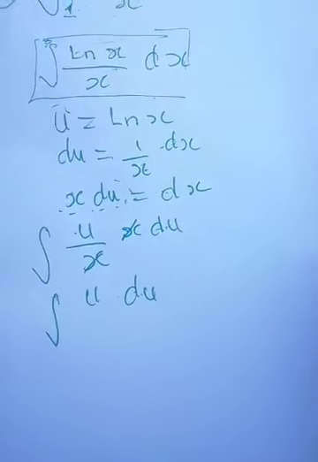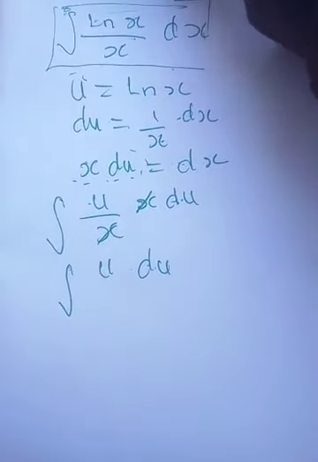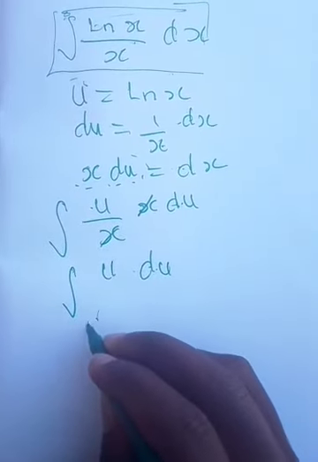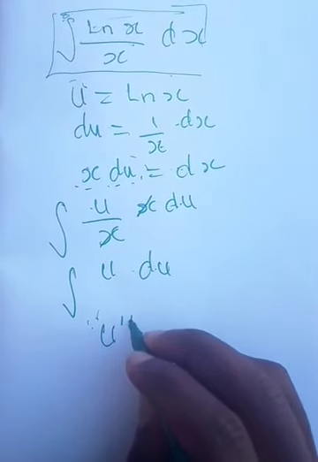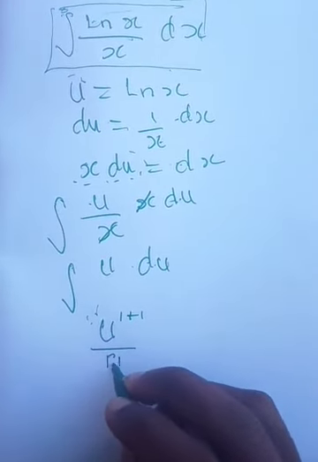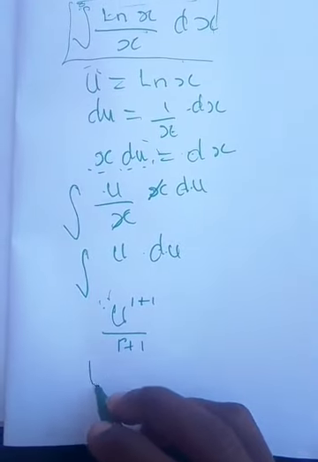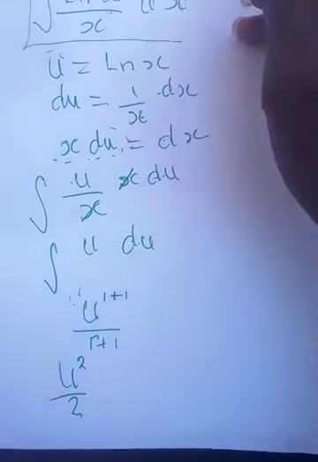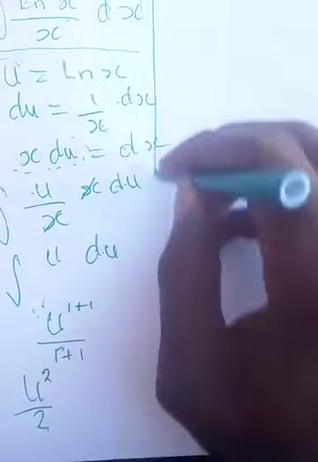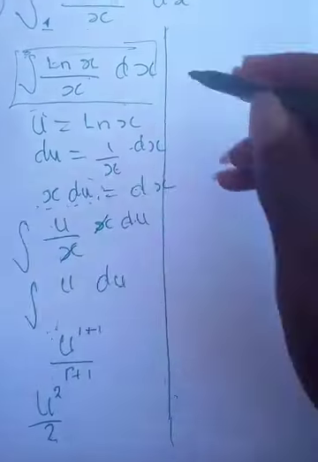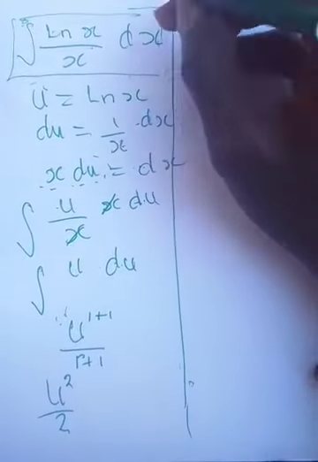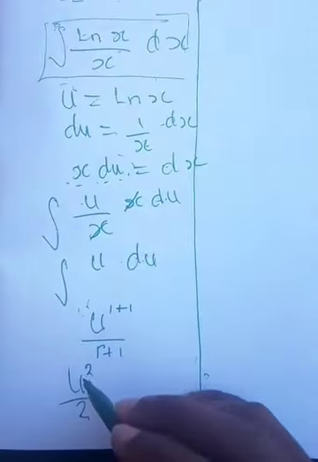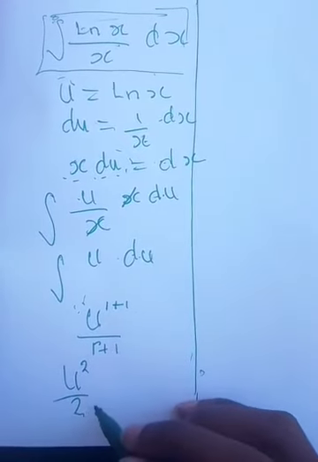Then we can proceed and apply the power rule for integration. We say u power 1 plus 1, over 1 plus 1. This gives us u power 2 over 2. Let me just continue on this side, I don't want to go to another page, I want you to be seeing this. So this is our integral. Now, you're not done yet.